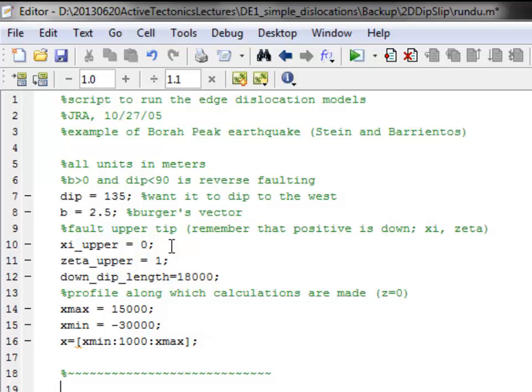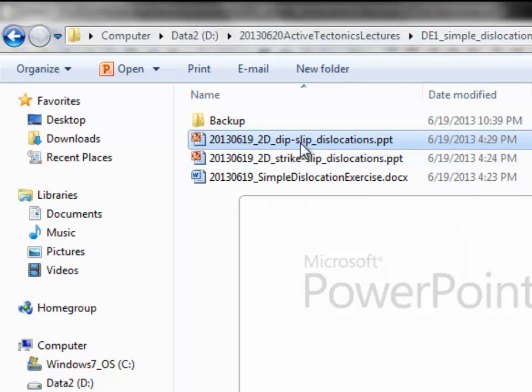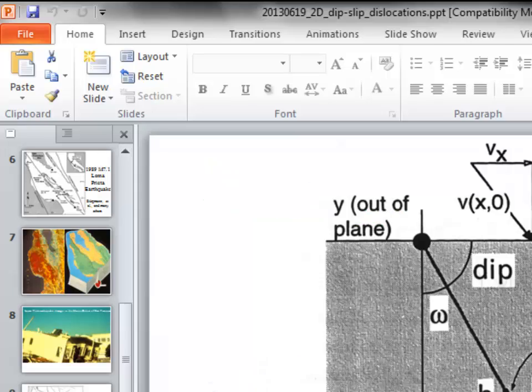And then you see the down dip length is 18,000, so this is 18,000 meters down. And then X max, X min, this is the width of the calculation. The locking would be this 18. But this is for a dip slip case. So remember this more complicated looking equation in here. This is using this math right here.